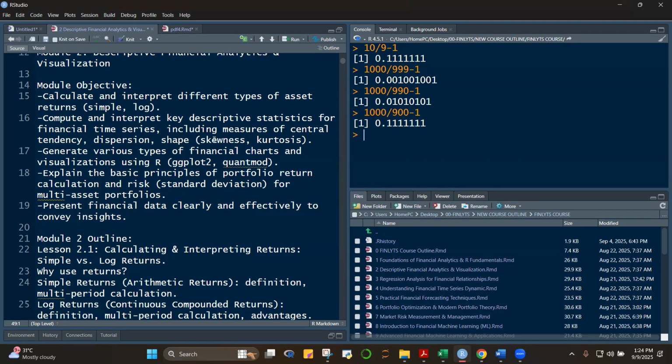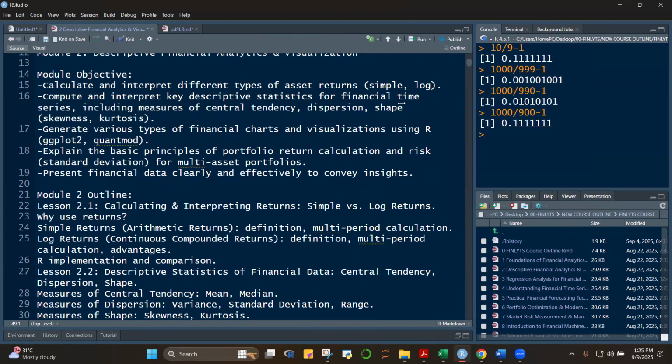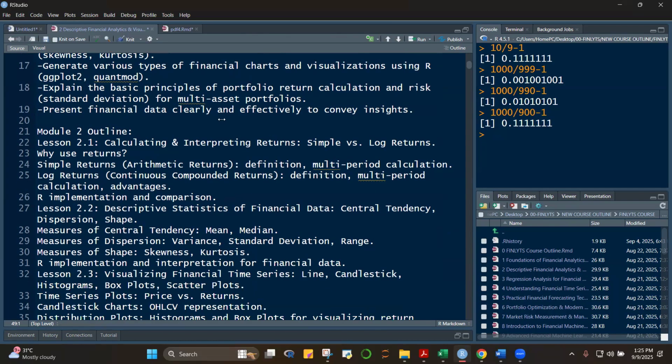And there are two types of returns that we're going to look at, simple and log. Okay, so as I said a while ago, we're going to take a look at computing for the descriptive statistics of time series. Central tendency: mean, median, mode; dispersion: standard deviation and variation; shape: skewness and kurtosis. We're going to make use of ggplot2 and quantmod, which my students previously are already quite familiar with. So we're going to do visualization.